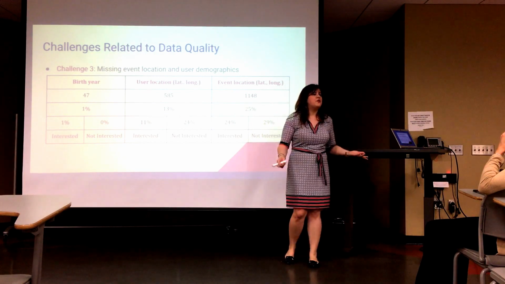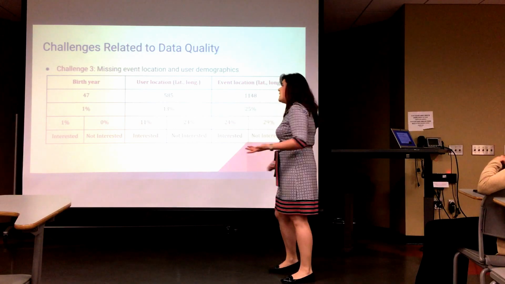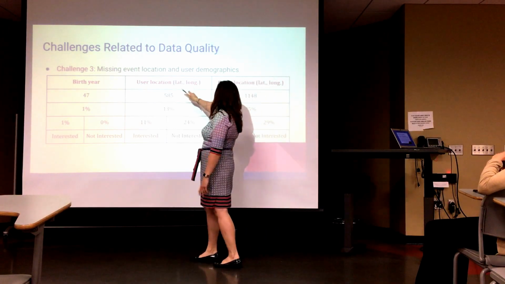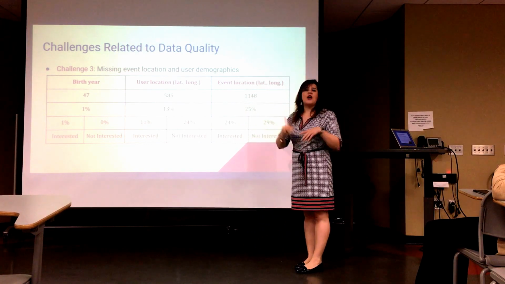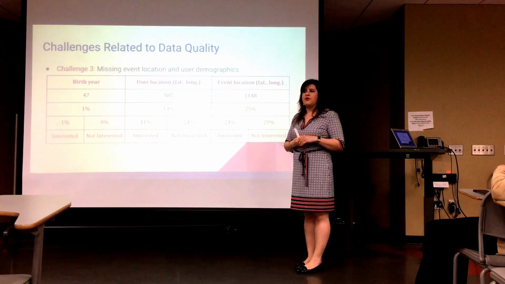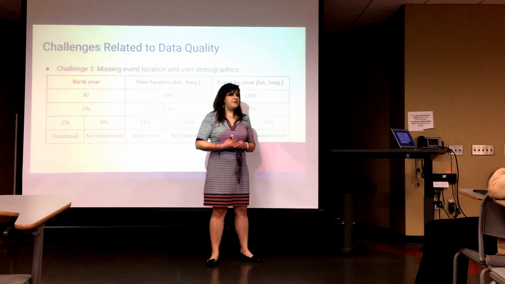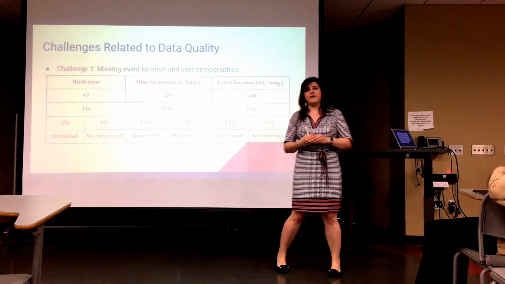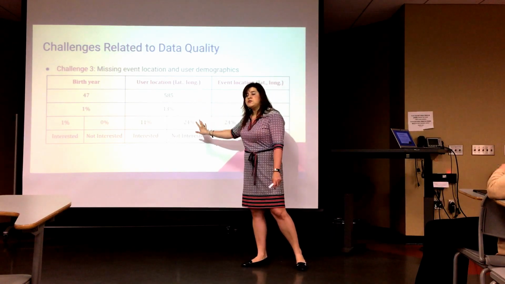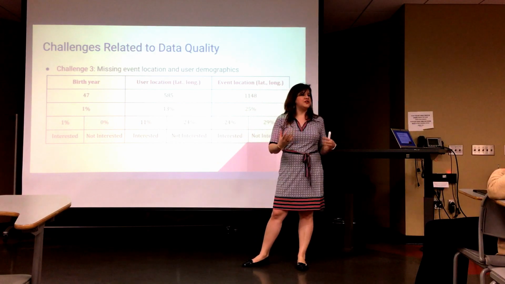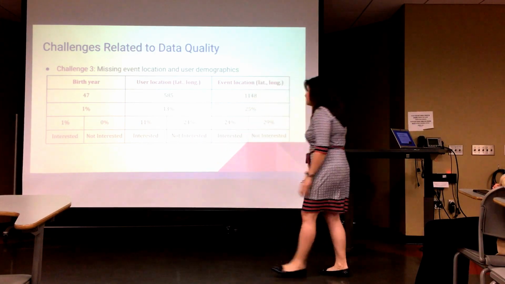And of course, in real world scenarios, there are missing labels and missing values. For example, here for birth year and for user location and for event location, we have missing values. So we tried to use other data sets that we were provided to fill this information, but it wasn't helpful. So we decided to keep the missing values to show that our model is general enough to handle a real world scenario.